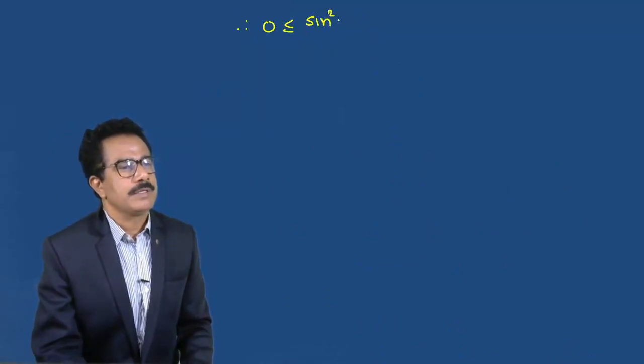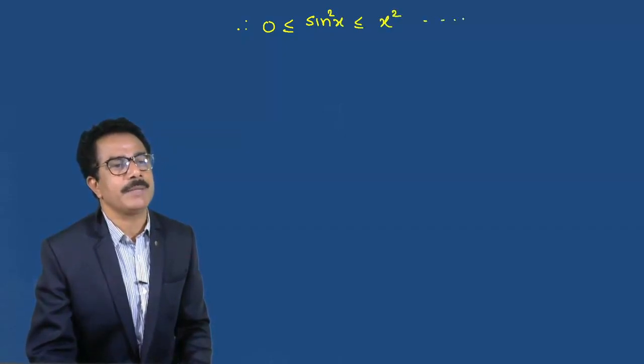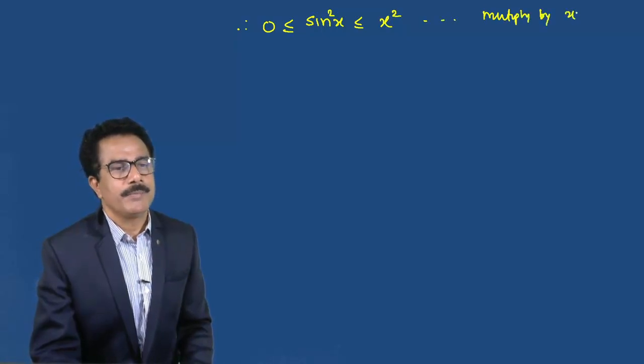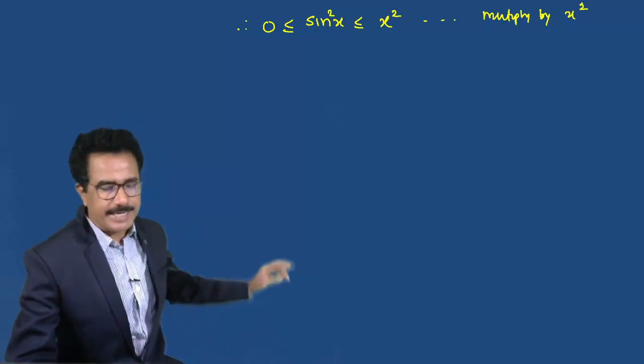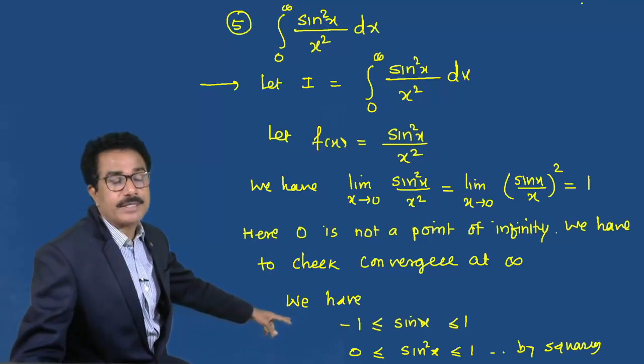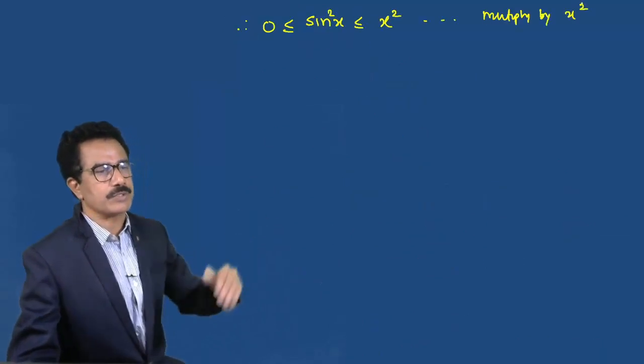Now multiply by x square. Therefore, 0 is less than or equals to sin square x is less than or equals to x square, multiplying by x square, because we know that the value of sin x is always greater than or equals to minus 1, less than or equals to plus 1.